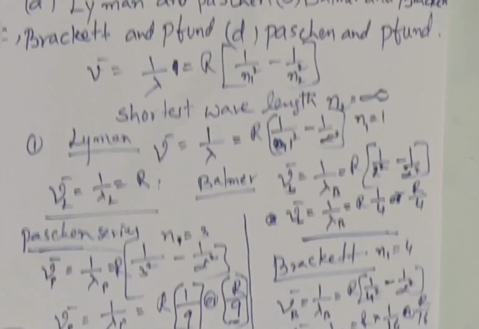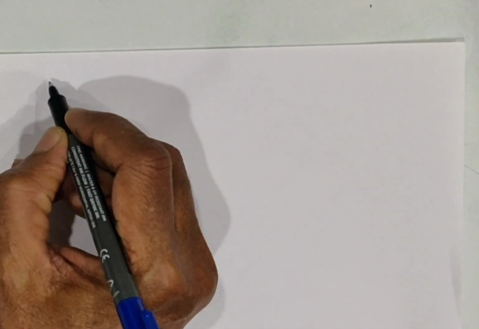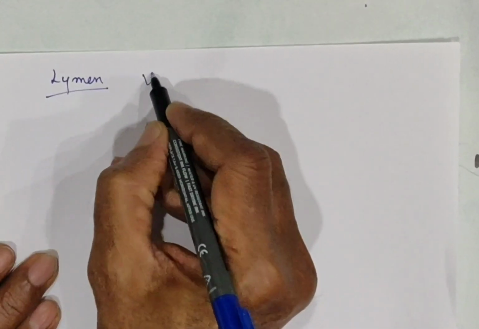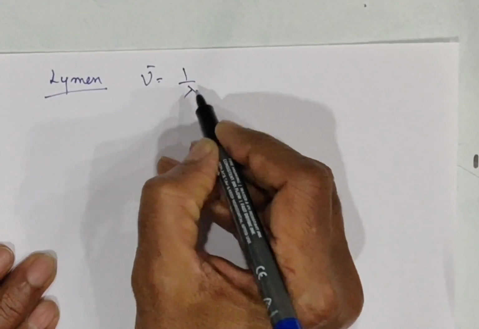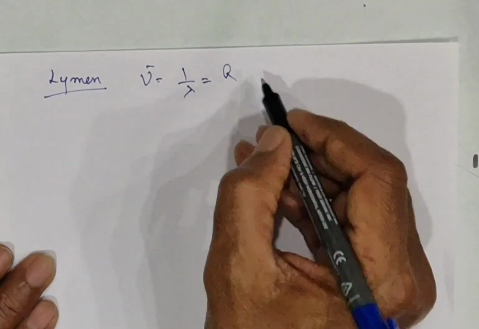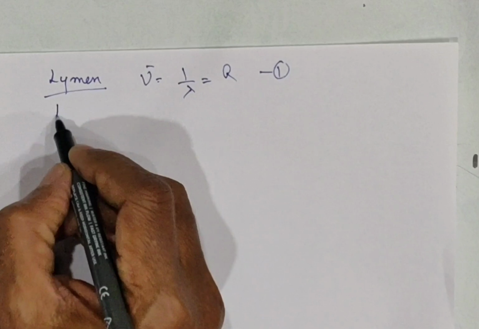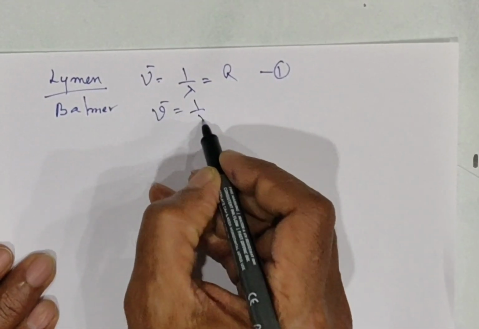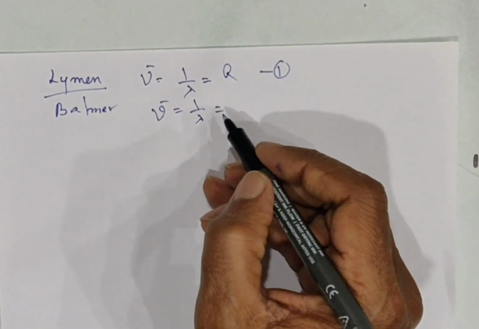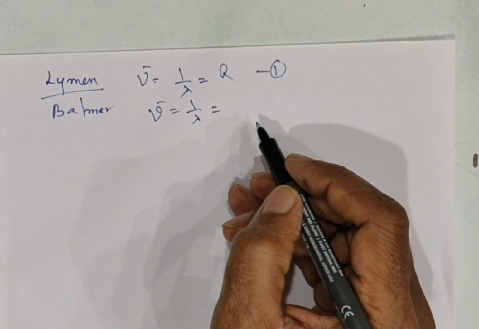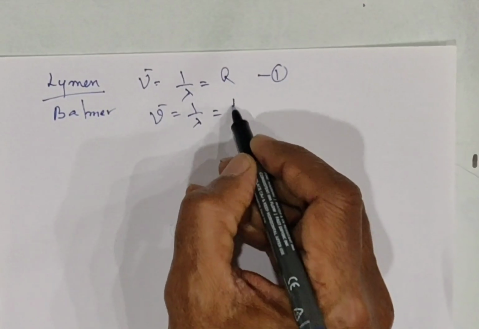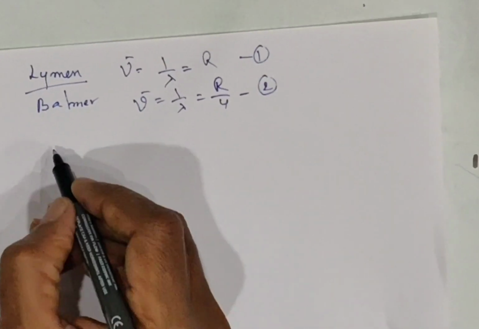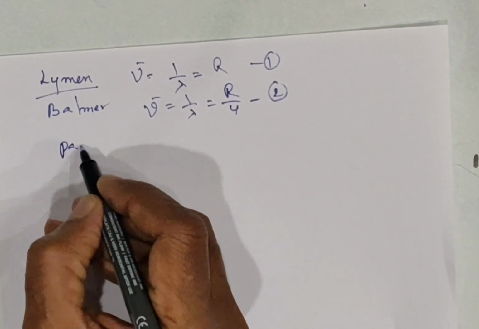Now dear students, in Lyman series, nu bar is equal to 1 by lambda is equal to R. This is the first one. Balmer, nu bar is equal to 1 by lambda is equal to R by 4. This is the second one. And Paschen series.